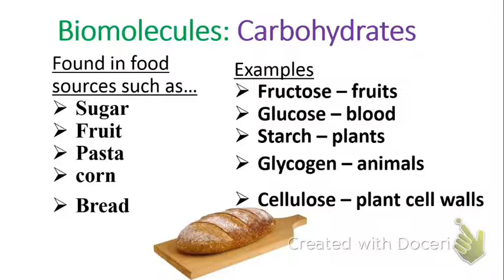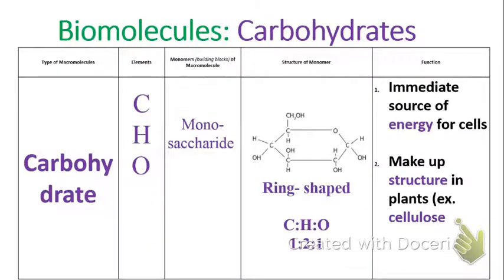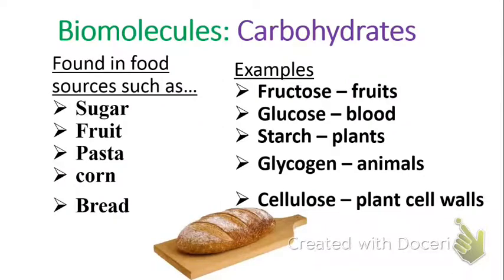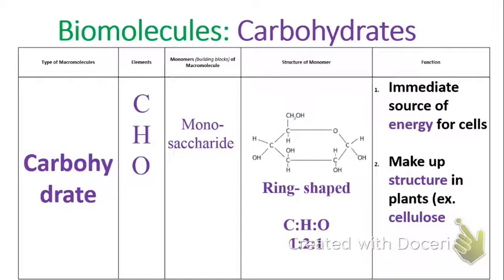Starch is in plants, so we talk about starchy foods, that's a carbohydrate. Glycogen stores up energy in animal muscles, and cellulose makes up plant cell walls. So those are the most important carbohydrates. All right, make sure you were filling in these 2 categories in your graphic organizer. Now we're moving on to these sections to the right.